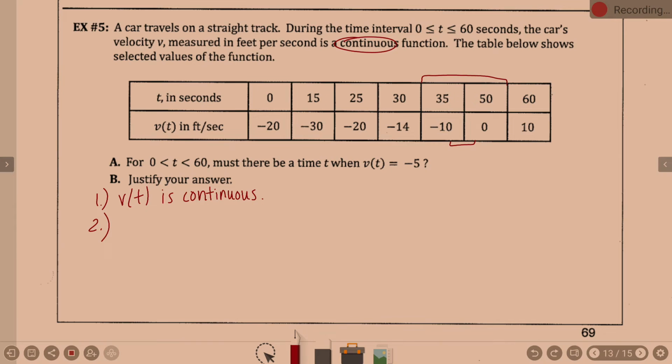I don't think it would matter in a testing situation whether you use the 0 and the 60, because that would be -10 and 10, and that happens there as well, right? Okay, since it's continuous, either way, examine those endpoints. So if I use v of 35 is equal to negative 10 and v of 50 is equal to 0. So then right there we know that v of 35 is not equal to v of 50.